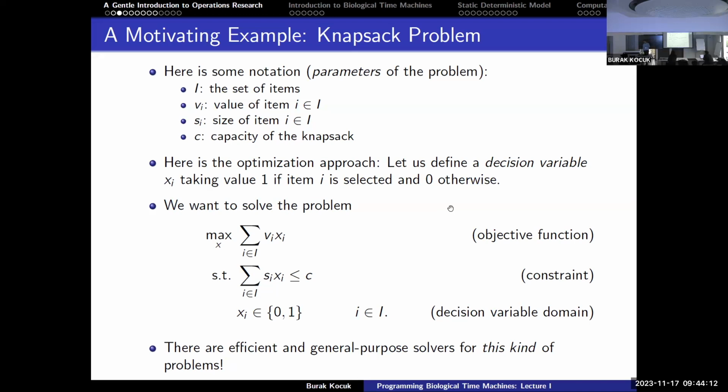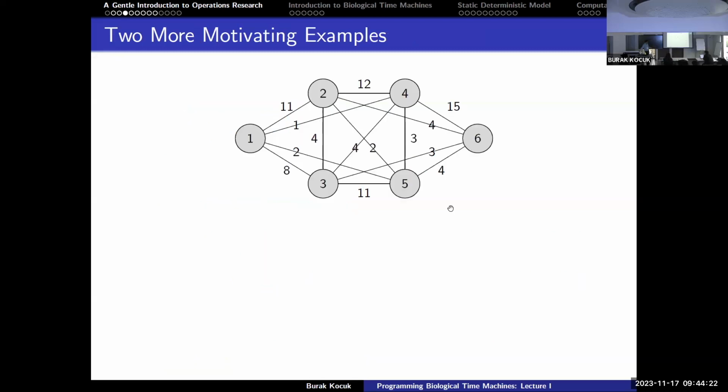Any questions? By the way, please do interrupt me if you have any questions. We have to talk more about optimization always. So here are more examples of optimization problems.